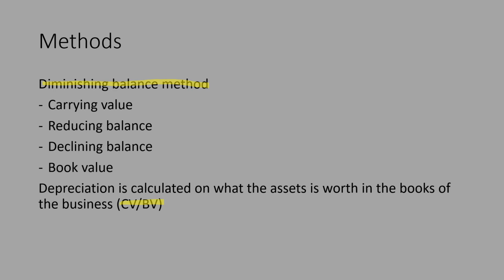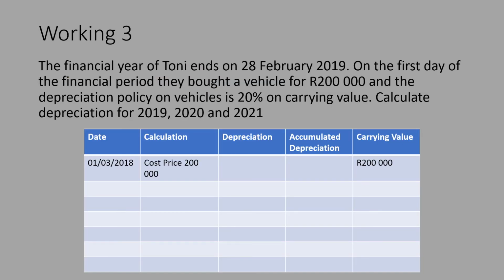Looking at an example. The financial year of 20 ends on 28 February. We're using exactly the same scenario. On the first day of the financial period, they bought a vehicle for 200,000, so the vehicle was bought for 200,000 on the first day of the year.